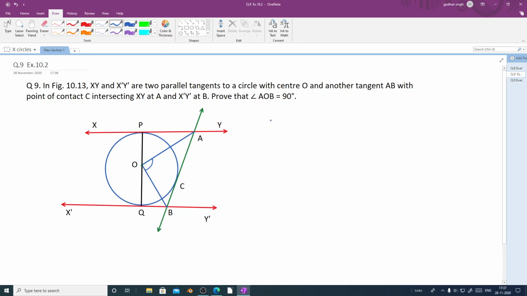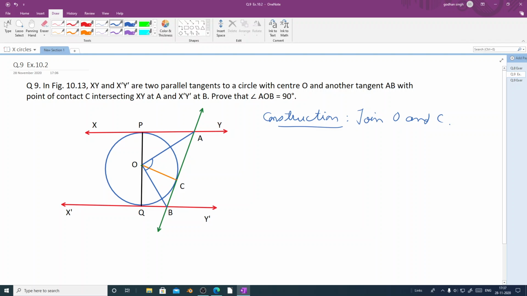And what is the construction? We will join O and C. So construction: join O and C. Why are we doing this construction? First we will do the construction and then I will explain the reason behind it. So this is our O and this is C. Now this construction is complete. What is the reason for the construction?